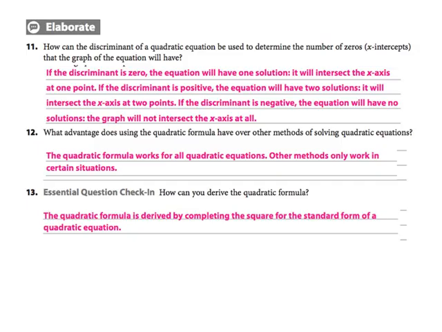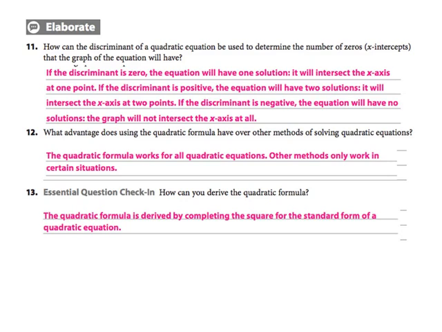Right. Okay, so that's the end of our notes. So these are the three questions that I need you guys to consider. How can the discriminant of a quadratic equation be used to determine the number of zeros or x-intercepts that the graph of the equation will have? So we see that if the discriminant is a positive number, then we have two real solutions. If the discriminant is a negative number, then we have no real solution. If the discriminant is zero, then we have one real solution.